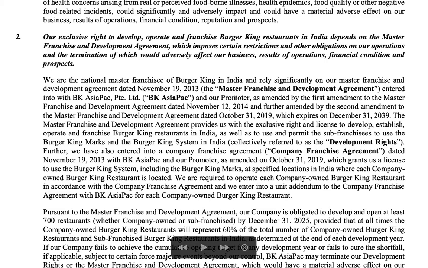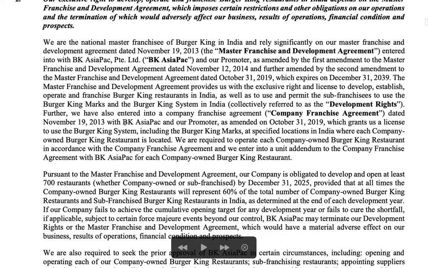promoter, right? So basically, what I'm given to understand is that the master franchise and development agreement provides us with the exclusive right and license to develop, establish, operate, and franchise Burger King restaurants in India, as well as to use and permit the sub franchisees to use our intellectual property and our technology, right? So I'm given to understand that Burger King Asia Pacific and our promoter will have the rights to use the original intellectual property rights, to use these marks and to use this technology, right?